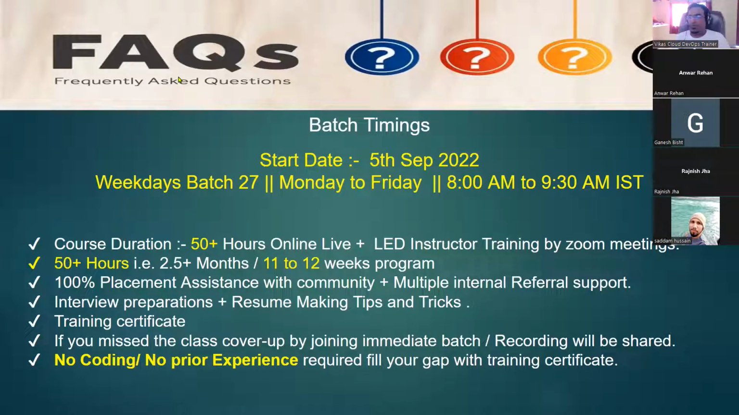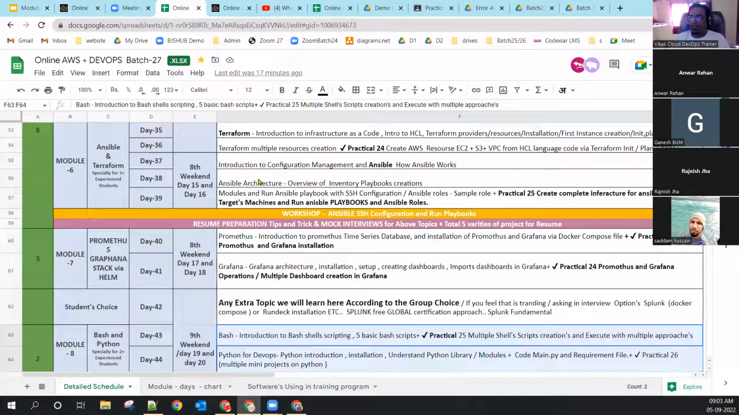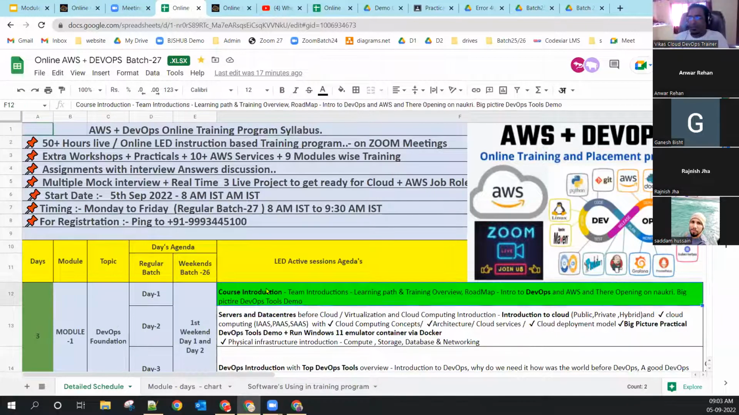Okay. Some more questions. When is the batch going to start? What will be the timing? Weekdays? What exactly is it? The batch is going to start from today, 5th September 2022. And whatever we are discussing is part of our day one activity. What exactly is the day one activity? Post introduction, whatever we are going to learn in today's class. Team introduction, we will do in a couple of minutes. Learning path, training overview, roadmap, we are going to discuss today. This is our day one class.